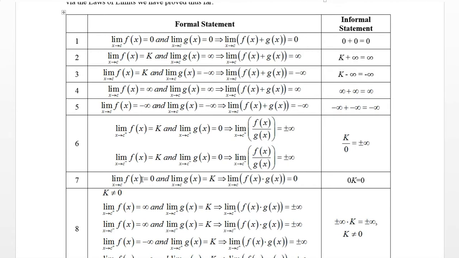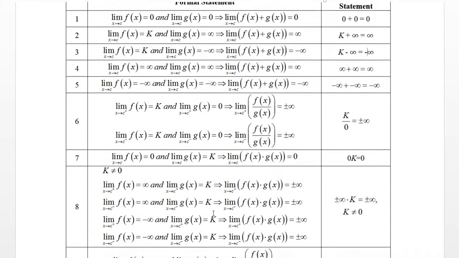Next, if we have something where the first function, as x goes to a constant, is going towards a limit of 0, and then we have a limit of k, some constant here, and we're multiplying those two, we'll get 0 for the limit.